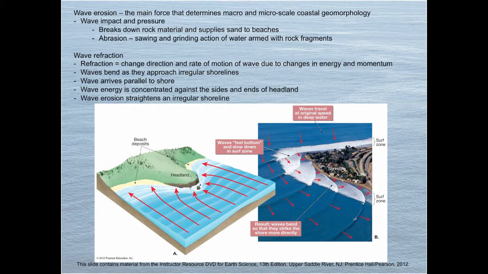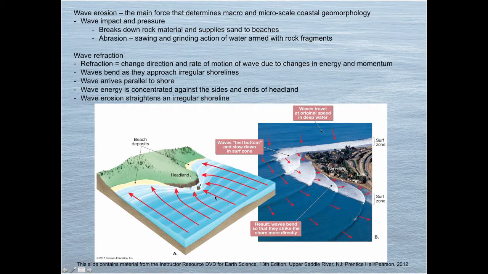Wave refraction is relatively important. It causes generally irregular shorelines to become flatter and more regular with time, and that's because of the refraction of waves. Refraction is a general physical process: when a wave is moving and there's a change of direction, when its energy and momentum change, the direction and the rate of motion of the wave will also change. It's basically the bending of a wave.